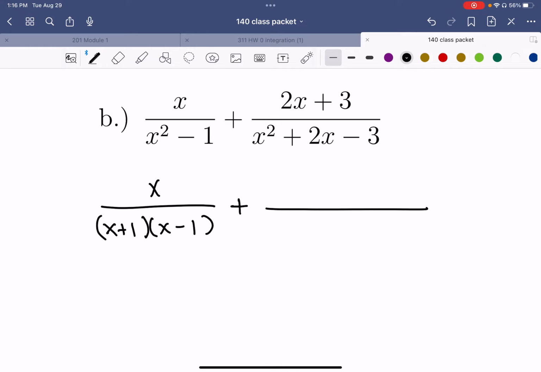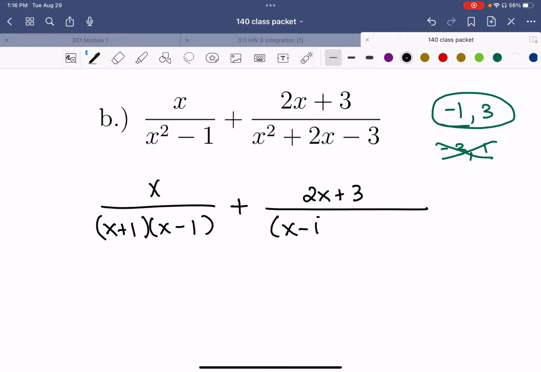The fraction on the right, we've got 2x plus 3 up top, and we're factoring the bottom. So we're looking for two factors of -3 that add to +2. So for -3, we really only have -1 and 3, and -3 and +1. But if we add them to get +2, we would need this one, right? This one gives us -2. So that means we're going to factor that as x minus 1, x plus 3.